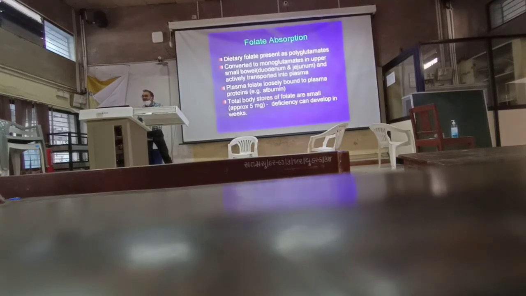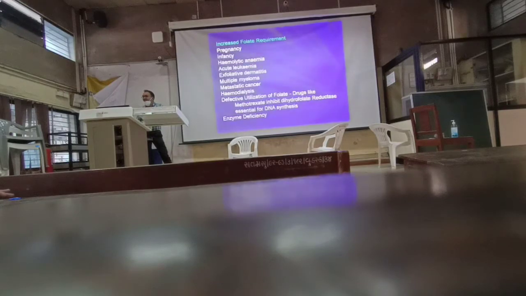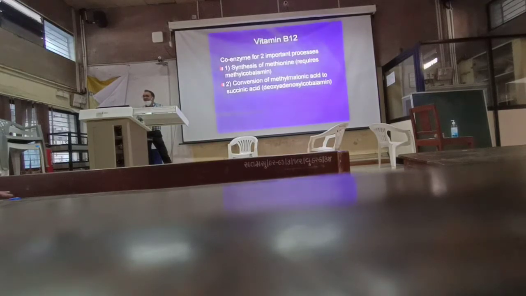Dietary folate is present as a polyglutamate, converted to monoglutamate in the upper small bowel and actively transported into the plasma. Plasma folate is loosely bound to plasma proteins. Total body stores of folate are small, 5 mg. Deficiency can develop in weeks. I am not going into detail of that.